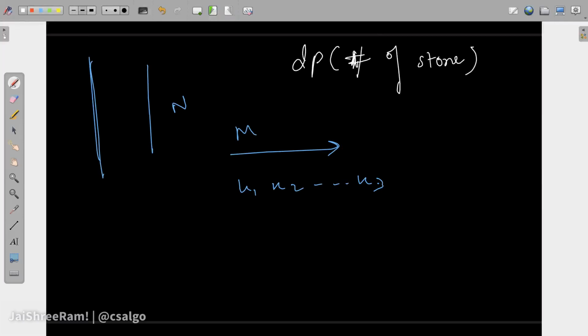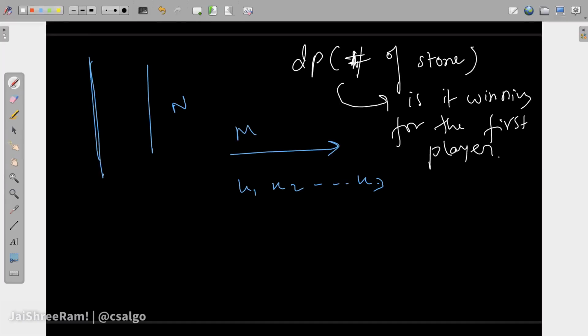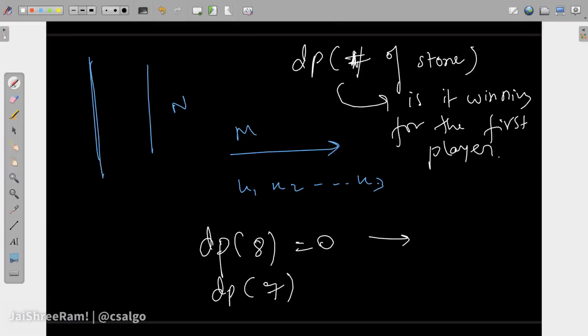So basically we are storing dp of number of stones, which tells me whether it is winning for the first player, whoever's move it is. This is what we are storing as dp. Is the dp state clear? Given this many stones, can the first player win? That's our dp. So 1 means, for example, if dp of 8 was 0, that means the first player will lose. dp of 7 was 1, that means the first player wins. Is this dp state clear? We are not talking about transitions, just the state. Is this clear to everyone? Okay, now let's talk about transitions.